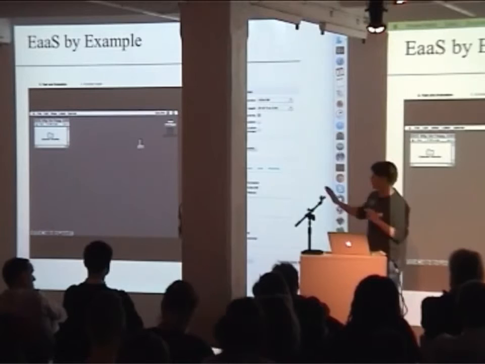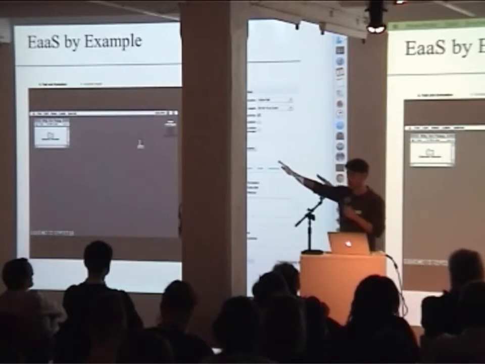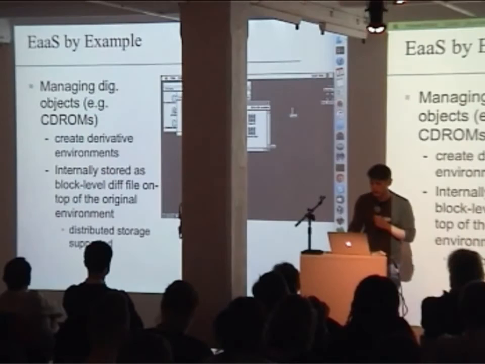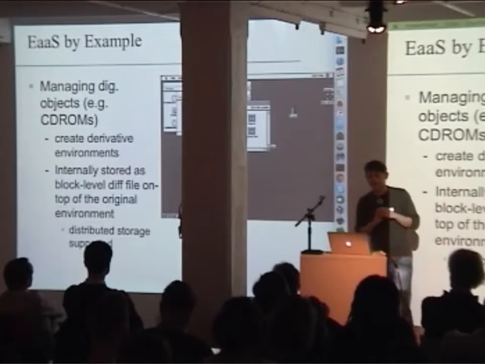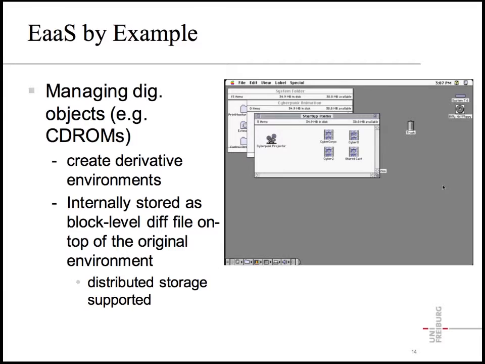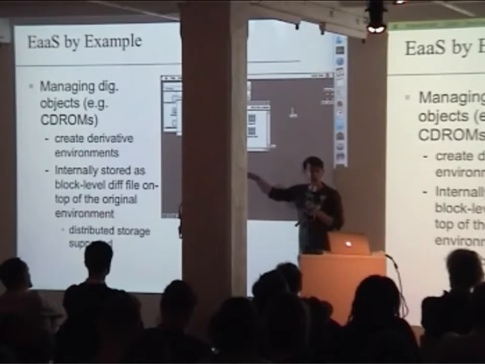One branch takes care of the object, the other branch takes care of the environments. But there is another option, which Eve is also using extensively. You can create derivative environments. What he typically does is copy the content or link the content to the startup items folder of macOS in a way that it starts automatically.